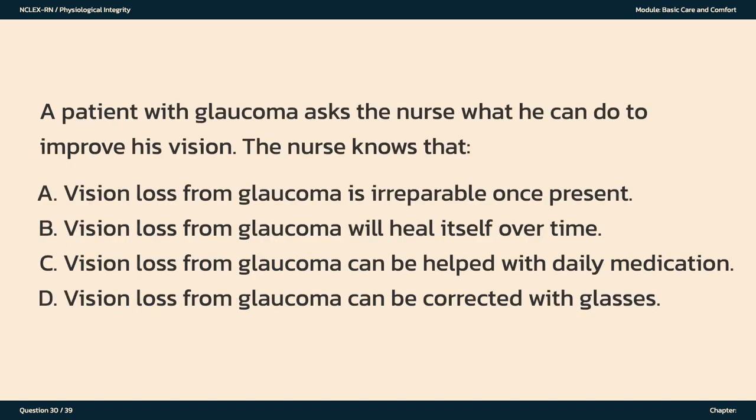A patient with glaucoma asks the nurse what he can do to improve his vision. The nurse knows that A. Vision loss from glaucoma is irreparable once present. B. Vision loss from glaucoma will heal itself over time. C. Vision loss from glaucoma can be helped with daily medication. D. Vision loss from glaucoma can be corrected with glasses.